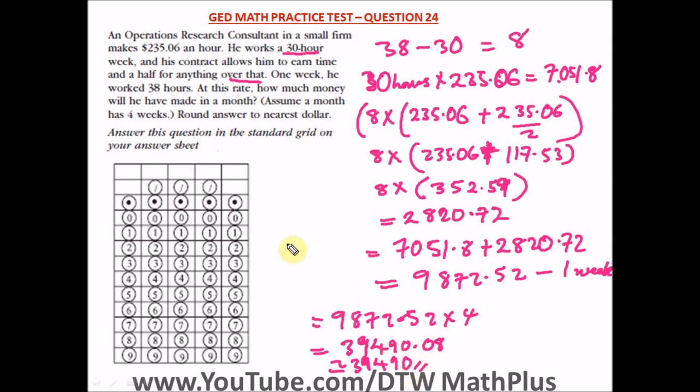We're going to write this in our answer sheet, our standard grid. We have 39490, so let us shade. We have a 3 here, a 9 down here, a 4 here, a 9 here, and a 0 here. So this is our answer.